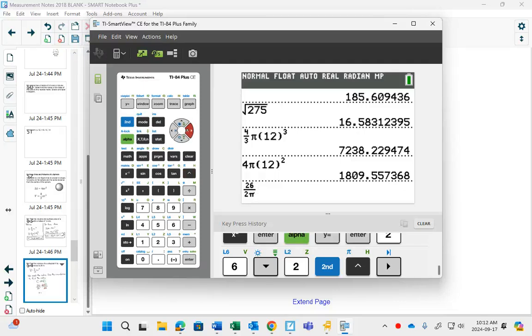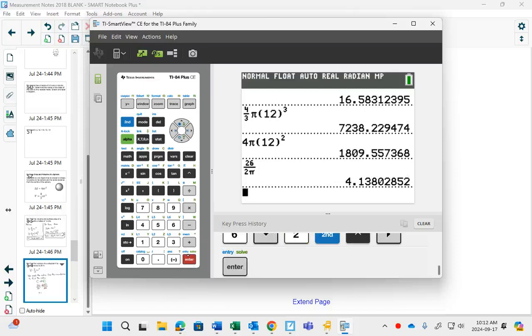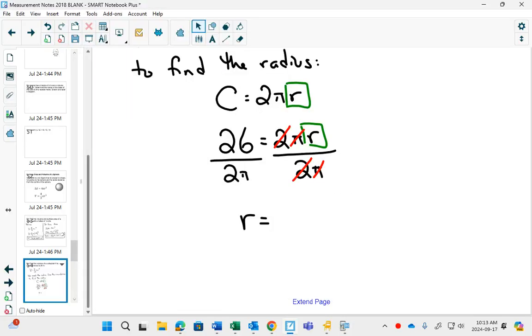Okay. Did you get 4.138? I'm going to put dot, dot, dot, because I'm not wanting to round early. We're not done the question. So we try not to round early anytime we're not done the question.